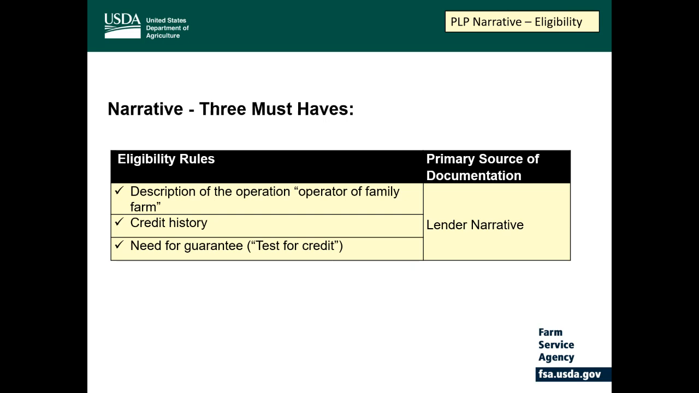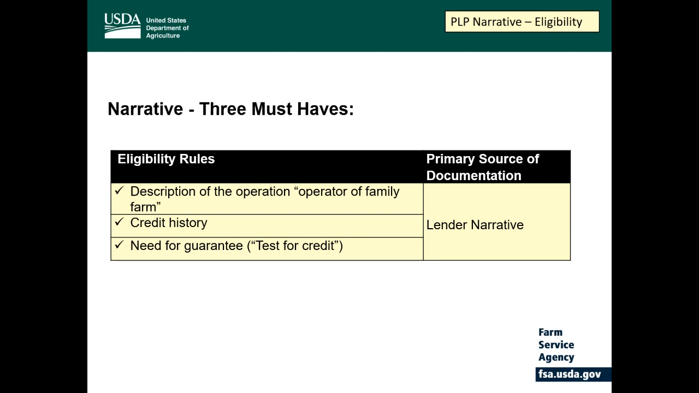The reason these are the three most important for a narrative anyway, is you're our only source for this, you being the lender. Some of the other stuff, yeah, we have some databases to search that we can look at, but you're the only source we have a lot of times. We don't have as many offices. They cover larger territories for the farm loan staff. A lot of times we're not familiar with that particular operation, or the person or family. So you're our only source.